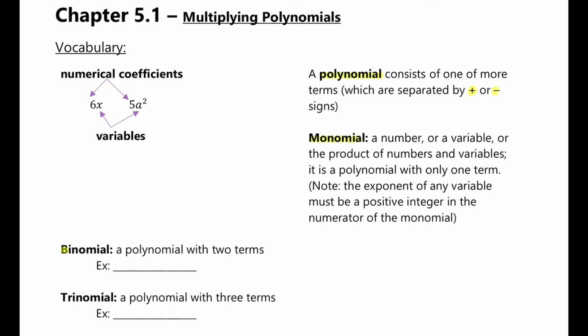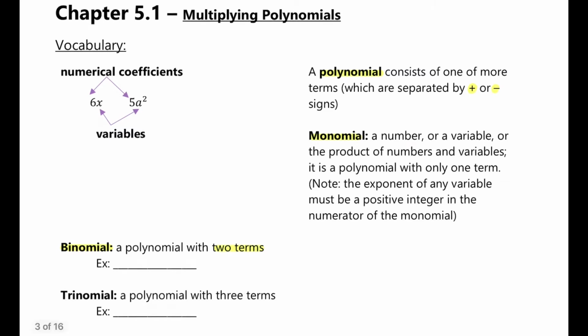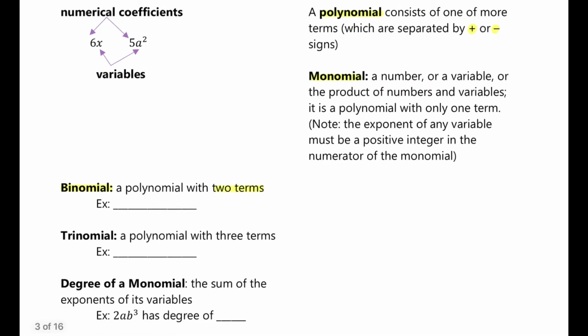We also talked about binomials. Binomials are polynomials with two terms. For example, we have x plus 5, or we can also have negative 2x squared plus 1. Trinomials have three terms. For example, x squared plus x plus 1, or x plus y plus 1.